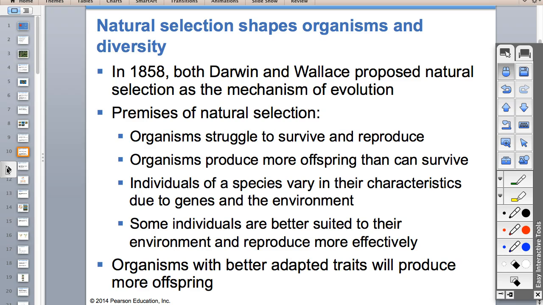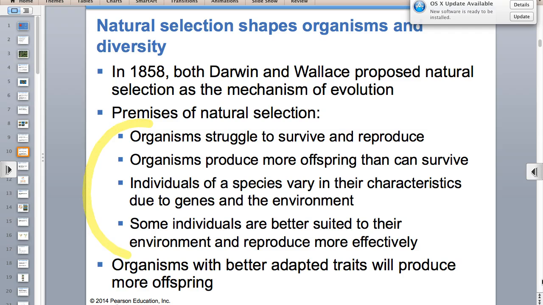There are some premises of natural selection, and it's important that you understand those. For natural selection to work, organisms are going to have to struggle to survive and reproduce. Like life is tough, right? Organisms are going to have more offspring than can actually survive, and individuals of a species are going to have genes that are a little bit different, so this natural variation happens. Because of this natural variation, some individuals are going to be better suited for the environment, and those are the ones that are going to survive and reproduce.